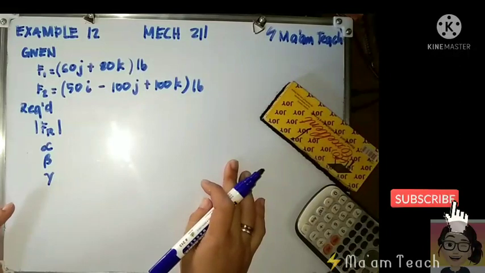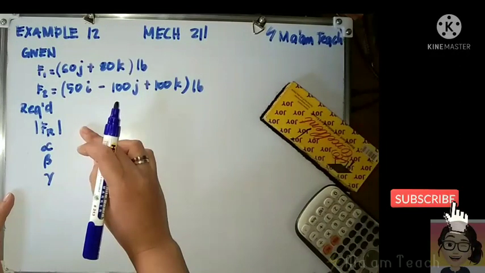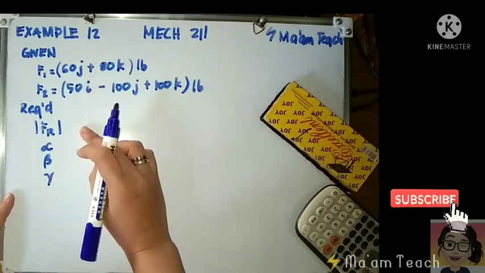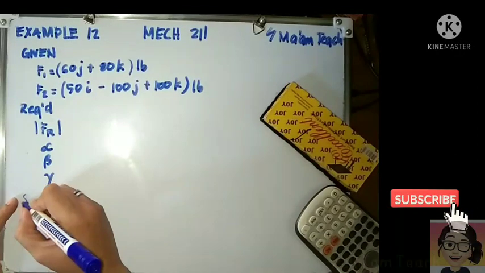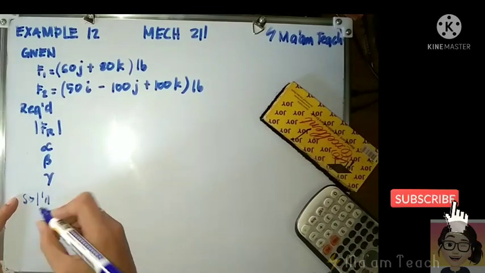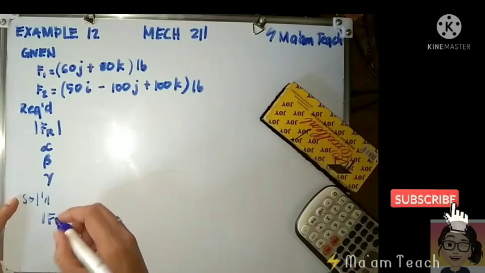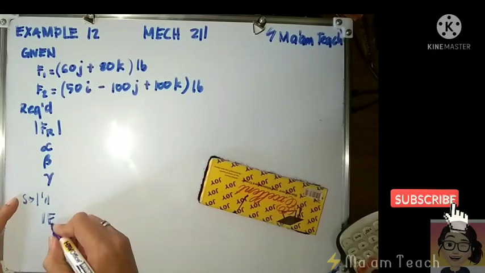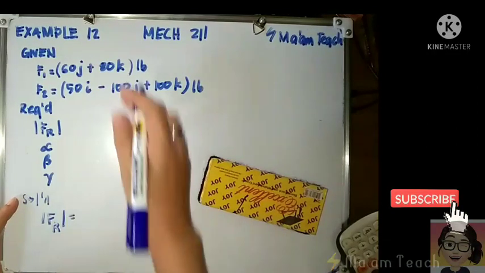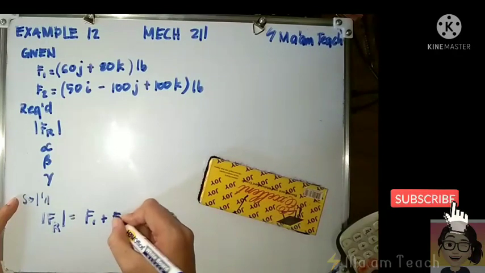So we are given here F sub 1 and F sub 2. We are required to find the magnitude of the resultant force as well as the coordinate direction angles of the resultant force. Recall that to solve for the magnitude of a resultant force, we have to add vectorially the given forces. Since we have only two forces, F sub 1 plus F sub 2.